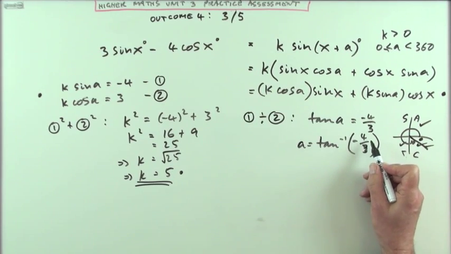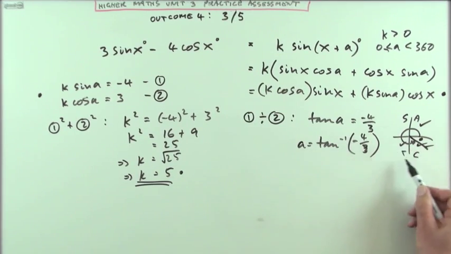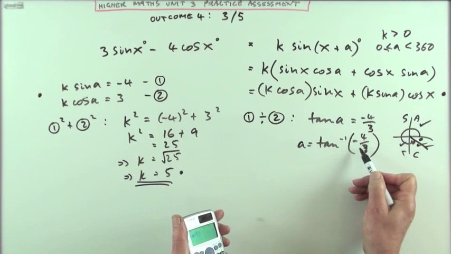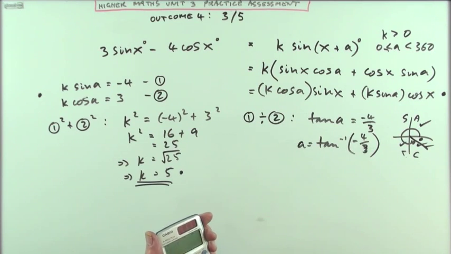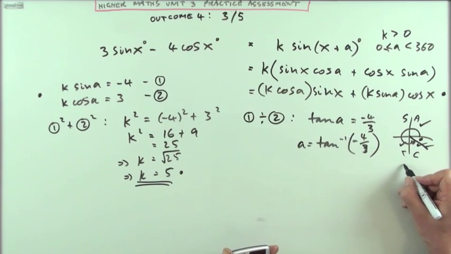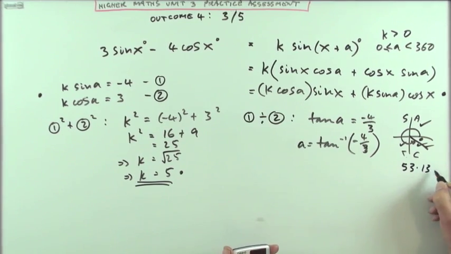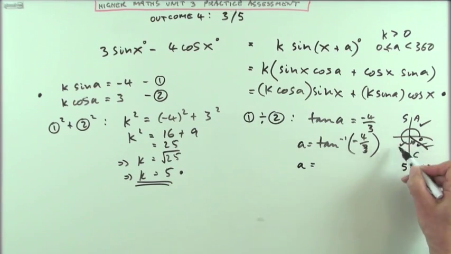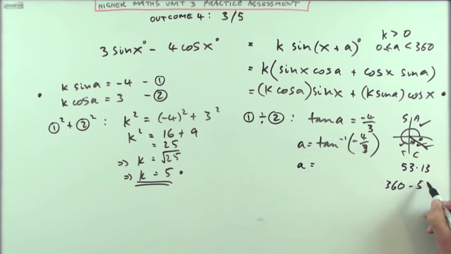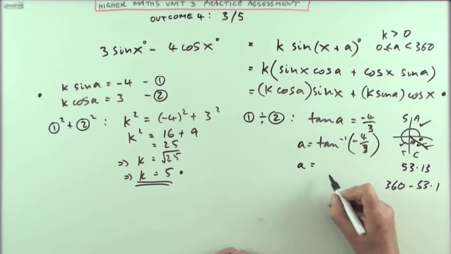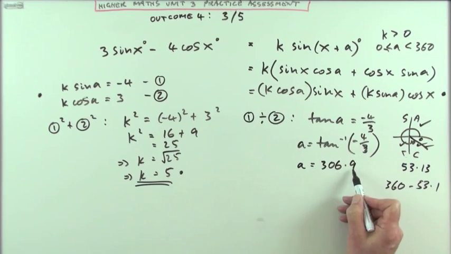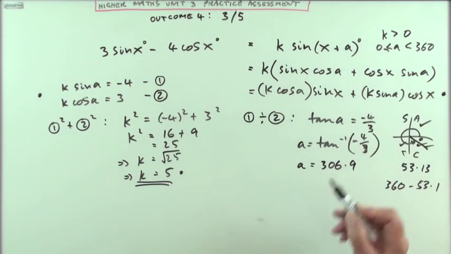you get by solving the equation ignoring the sign. Remember, the CAST diagram takes care of the sign for you. So just entering just the 4 over 3, not the negative part of that, gives you an answer of 53.13, etc. for this acute angle, which means the angle you actually want will be the reflex one, which will be 360 minus 53.1. So that will be 306.9. Notice I've not put the degree sign in because the degree sign is sitting outside of that bracket.